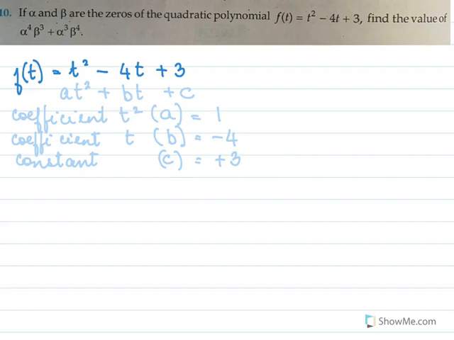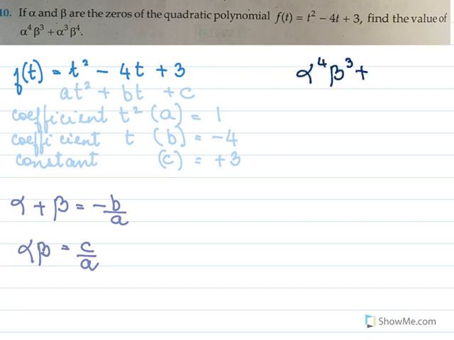Next, we know sum of roots. Alpha plus beta are the roots. Sum of roots is minus b by a, and alpha beta is alpha into beta is c by a. We need to find here the value of alpha 4 beta 3 plus alpha 3 beta 4.